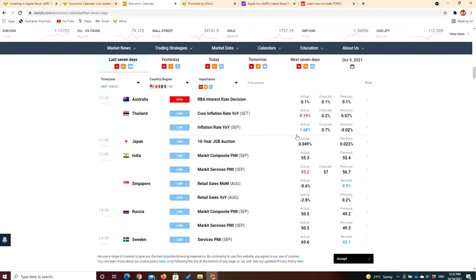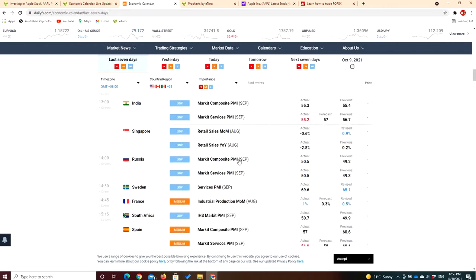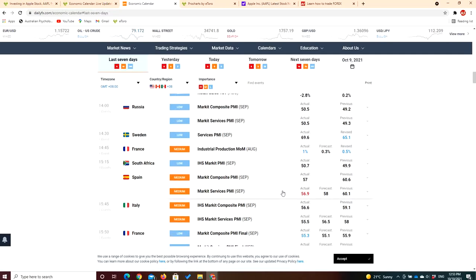Or here you can see inflation was minus 0.02. The market expected 0.7%, but all of a sudden you see 1.68% actual. So for the Thai currency, that had a very big impact. So that's how you interpret this news. When someone says, "Oh, this is already priced in," it means that people knew that it was going to happen. So not much bigger or less than forecast.